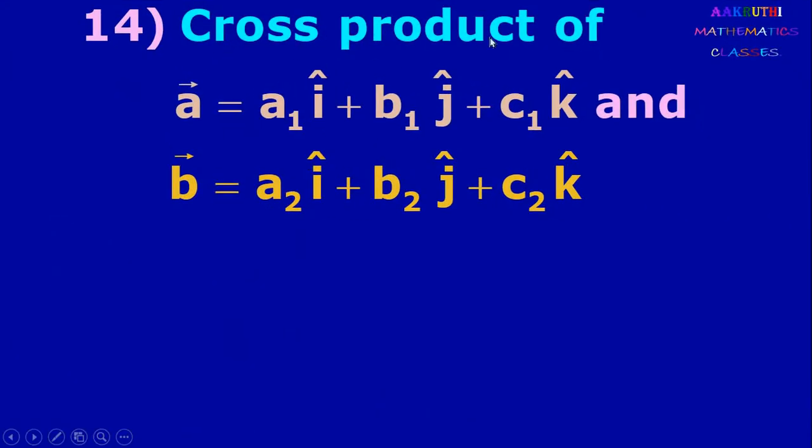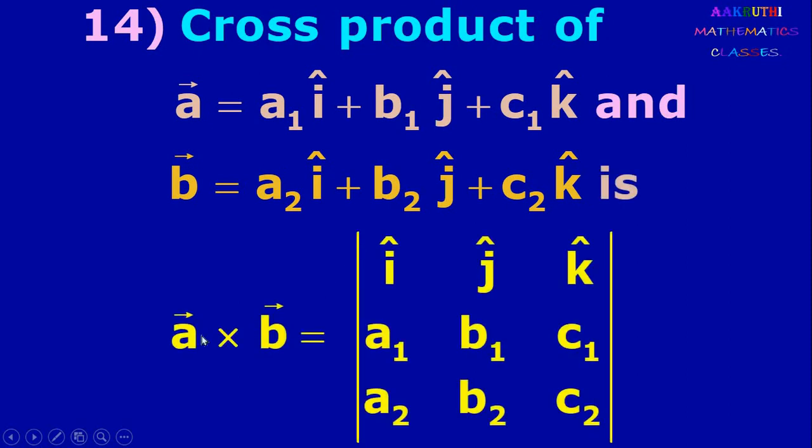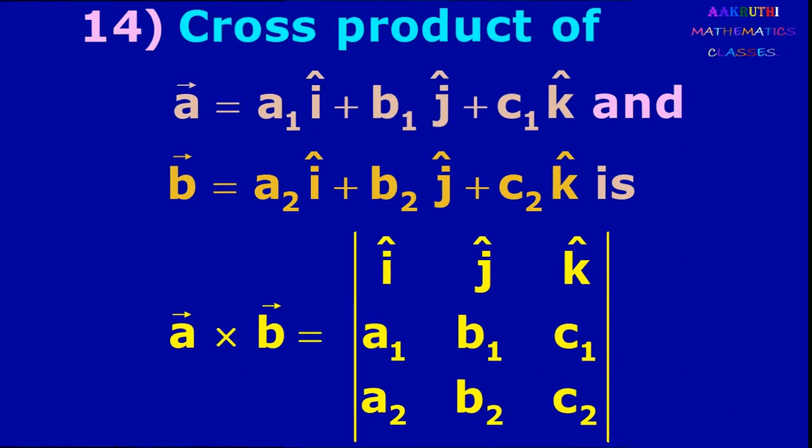So next we see how to find cross product of vectors. If two vectors are given, A vector is A1 i plus B1 j plus C1 k, and B vector is A2 i plus B2 j plus C2 k, then directly we can find cross product using determinants. So here A vector cross B vector is given by the determinant of i cap, j cap, k cap in the first row, and A1, B1, C1, which are scalar components of A vector, and A2, B2, C2, which are scalar components of B vector. So this is the cross product of two given vectors.